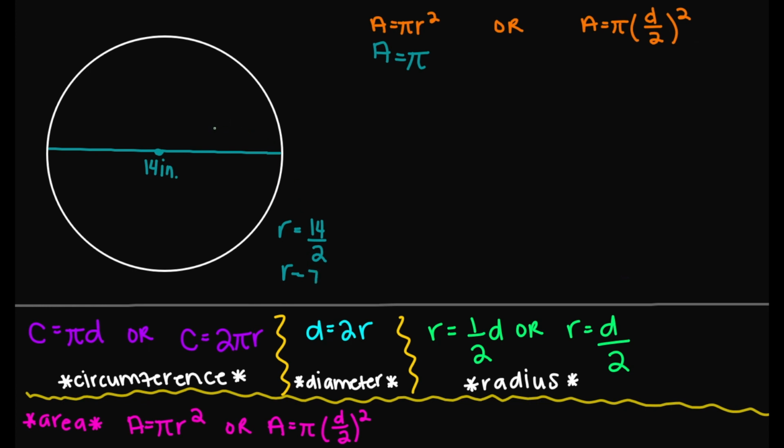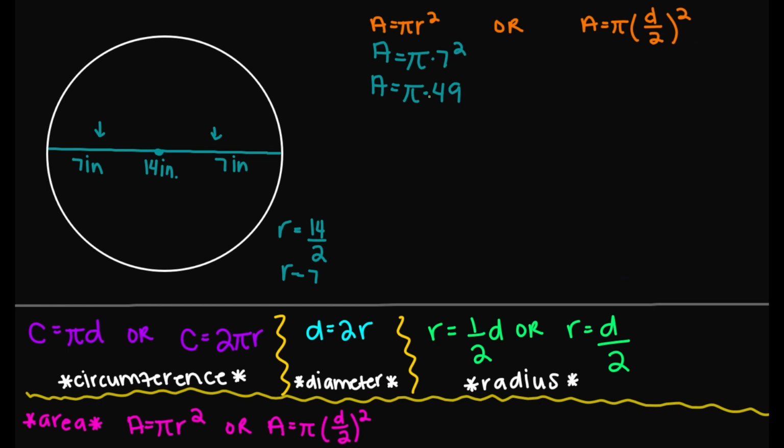That's my radius. So this side here is going to be 7 inches. And then on this side here is also going to be 7 inches long. So I have my radius, so pi times 7 squared. So we have A equals pi times 7 squared. This is going to be 49.